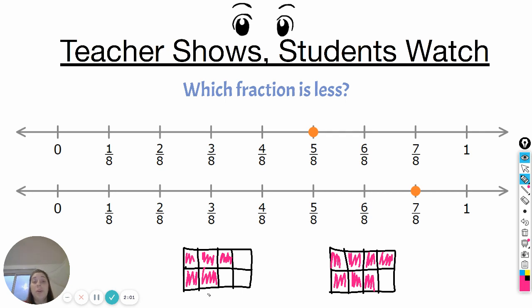Now, when you look at the number line, the smaller fraction will be closer to 0. So you can see that 5/8, when it's shaded, covers less space, and it also is closer to the 0 on the number line. So because it's closer to 0, we know that this one is less. Okay? Because this one is farther away from 0, we know that it is more. So which fraction is less? 5/8 is less than 7/8.